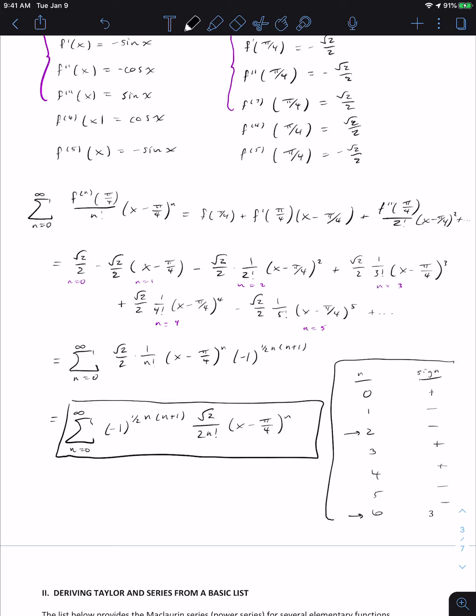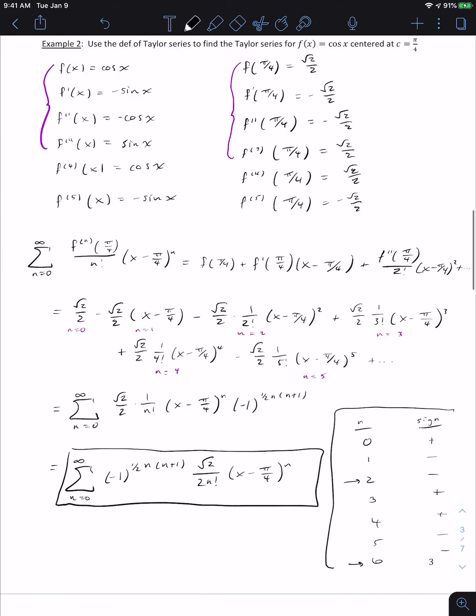Like I said, if you weren't able to come up with the power for negative 1 off the top of your head, that's okay. But now you've seen it, and now you know if you ever see this pattern where I have 2 negatives followed by 2 positives followed by 2 negatives and so on, you need this 1/2 times n times (n plus 1). So that's a little bit of a trick that we learned in this problem. And so this is the Taylor series centered at pi over 4 for cosine of x. All right, we'll go ahead and end this video here.